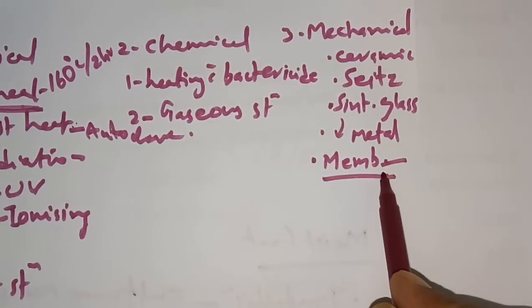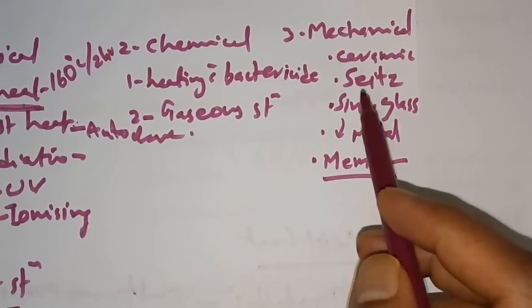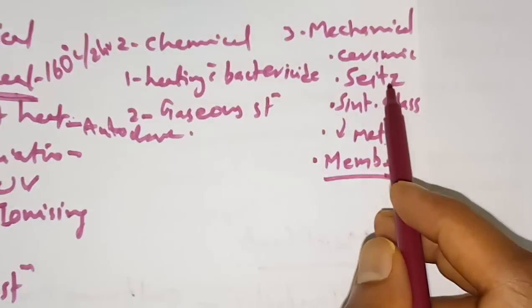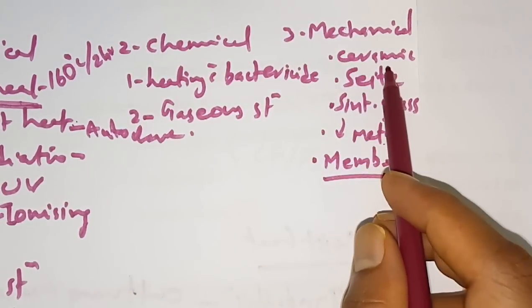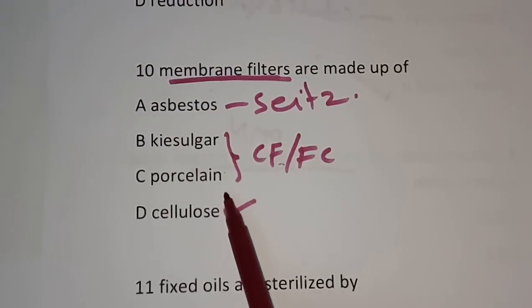Membrane filter is made up of cellulose. Then metal filter is made up of stainless steel. Sintered glass is made up of borosilicate glass. Seitz filter is made up of asbestos. Ceramic filter or filter candles are made up of kieselguhr or porcelain.